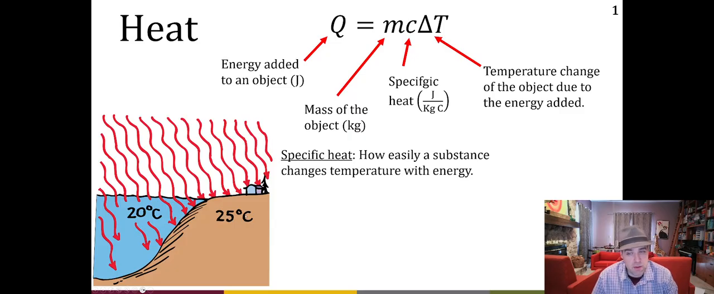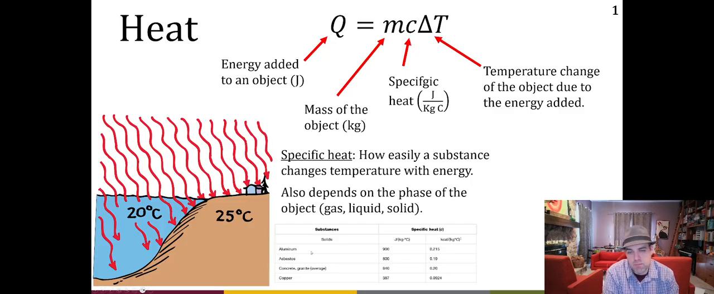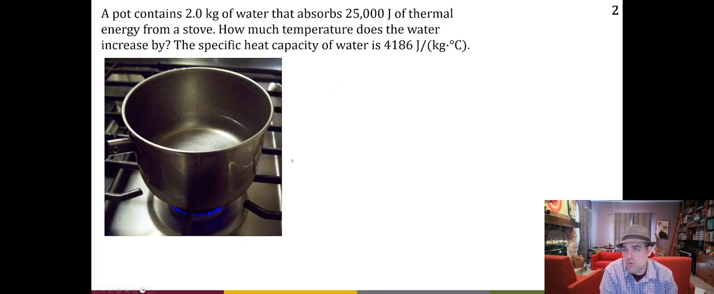Also, different phases of objects are different. So the specific heat of water is different than the specific heat of ice. Now, a lot of these are tabulated in your book, but I'll give you these in the problems when you need them. Let's do one of those now.